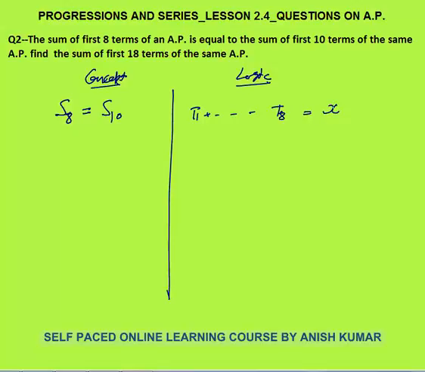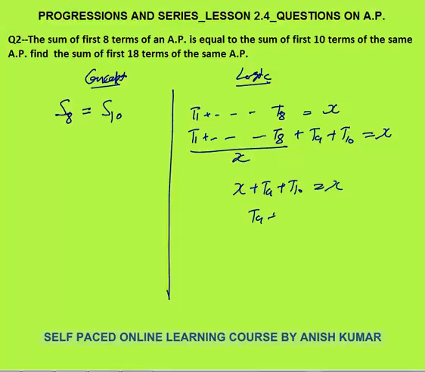This is the same as the sum of the first term t1 plus t8 up to t9 and t10. This is also x. The sum of the first 10 terms is the same as the sum of the first 8 terms. This is x. So can I say that x plus t9 plus t10 is equal to x? T9 plus t10 is equal to 0. It means that the sum of the 9th term as well as the 10th term, if you add these two, this sum is 0.